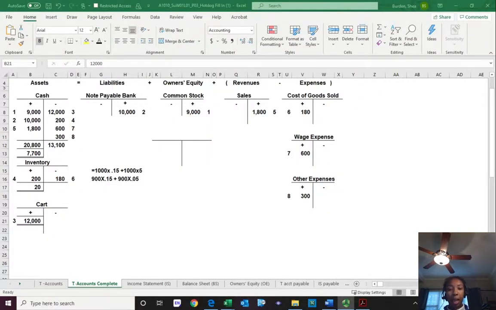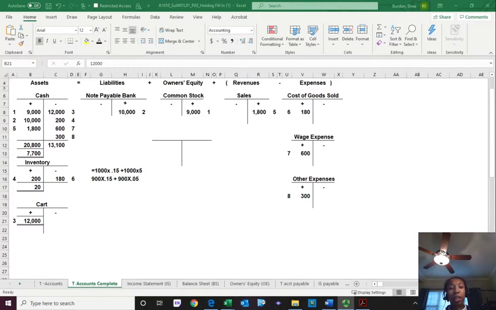So today's lecture is going to be about the income statement. Where we left off last lecture is we had the T accounts, and I referred to them as ingredients that are going to bake a cake. So today we are going to create the income statement.